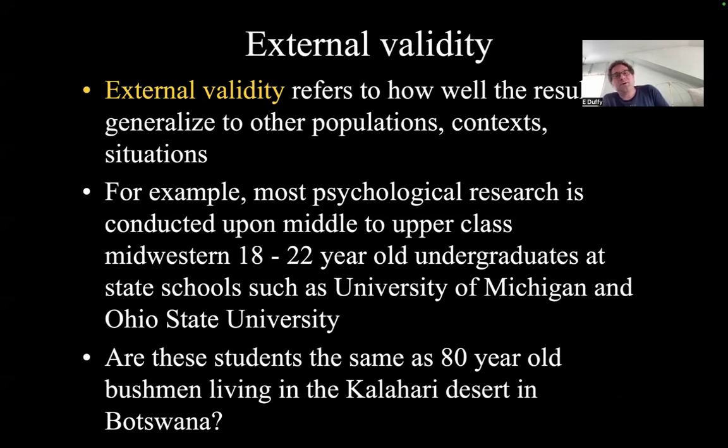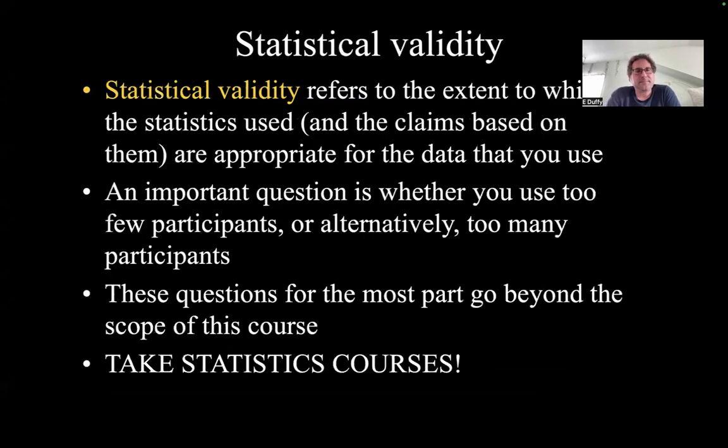And so, you might wonder to what extent these students respond in the same way that an 80-year-old bushman living in the Kalahari Desert in Botswana might respond. This is a hunter-gatherer community called the San people. And you might wonder whether the findings you get from work at University of Michigan, or Rutgers, would really describe an 80-year-old in the Kalahari Desert. So you've got to think about these things.